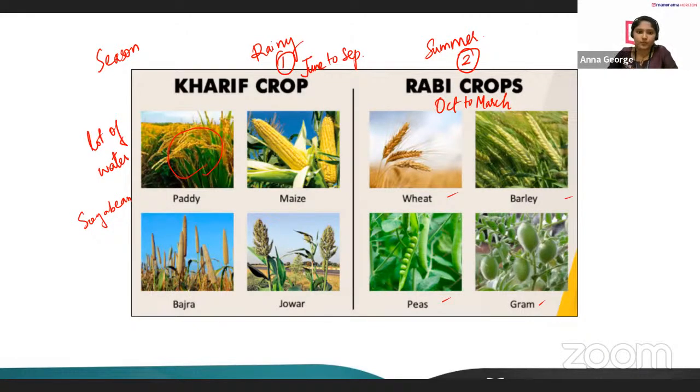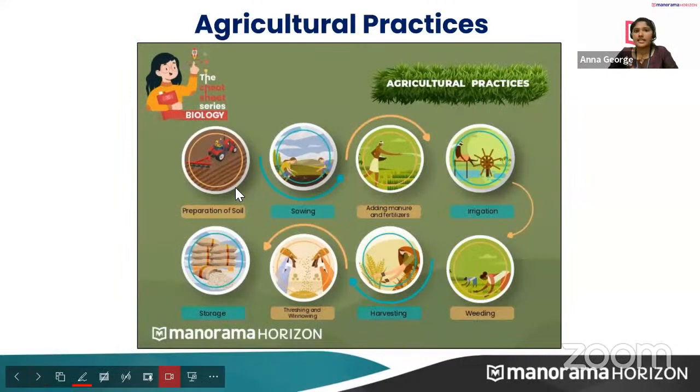Now, these are the agricultural practices. These are some cheat sheet biology cards that we are providing on our website. So I think you are all familiar with this. What are the agricultural step-by-step practices that are being practiced here?